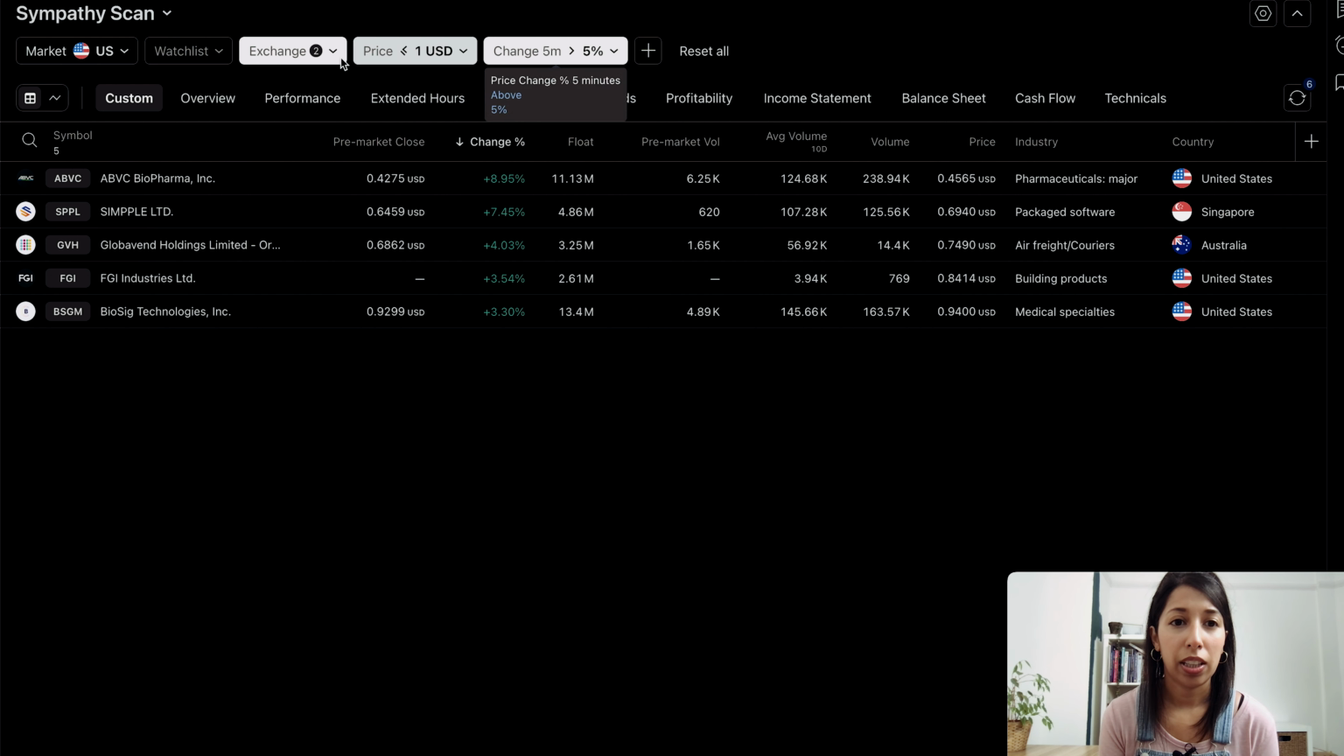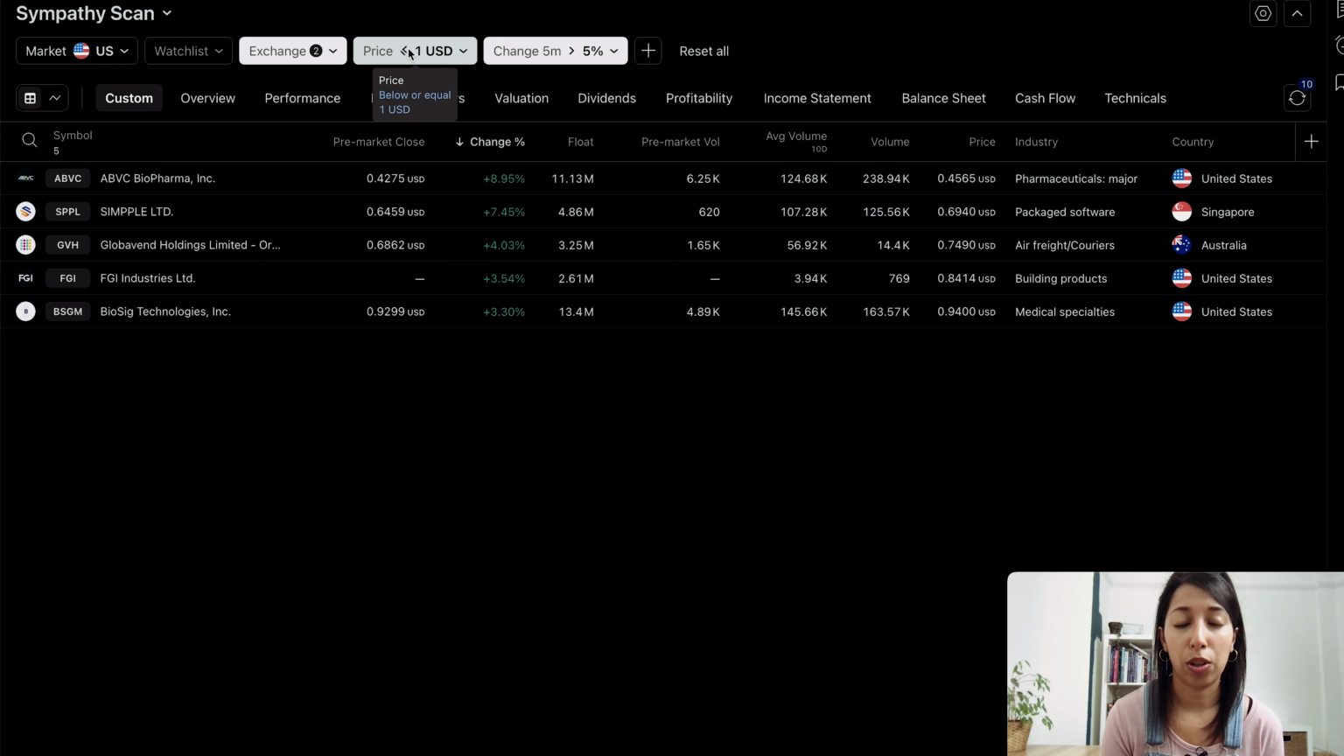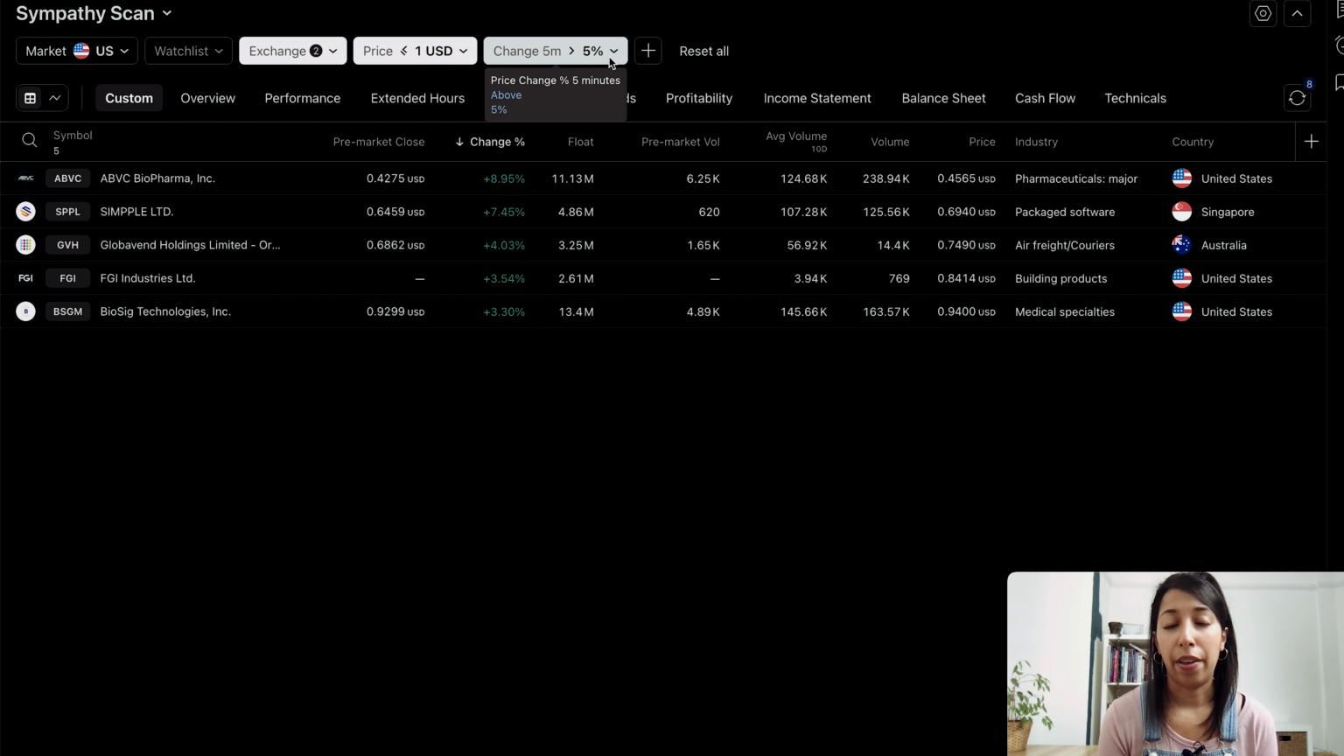So this is basically, for example, the stock that was moving, it came from under $1. And then it moved significantly. So I was setting up the scan to look for any stocks that are also under $1 and that they're moving over 5% over a period of 5 minutes. So really kind of trying to catch a very quick potential move that might pop up on the scan.